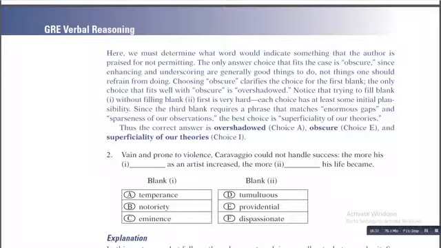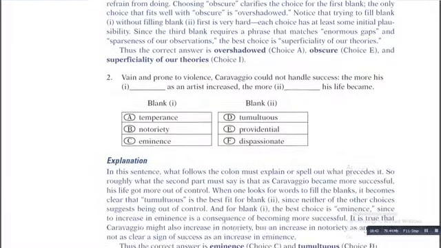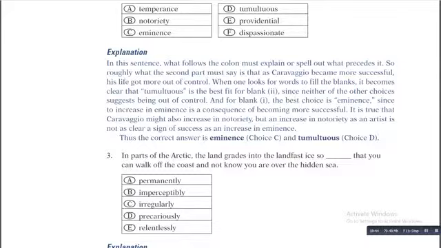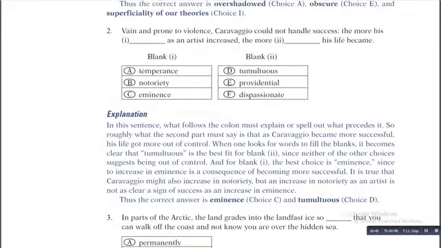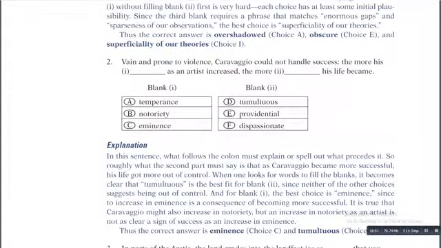Look at it. The correct answer is eminence, C, and Timon. Now I told you, you can't get one and lose the other. If you get this for the first blank but miss this one, you have missed the whole question. Or you get the second blank but you are missing the first blank, you are going to miss the whole mark. So there's no partial mark.